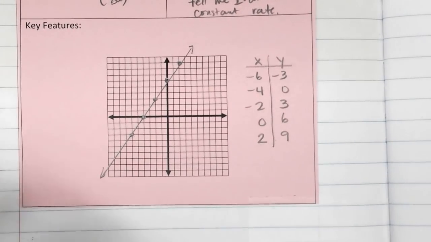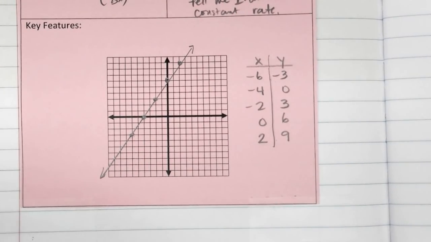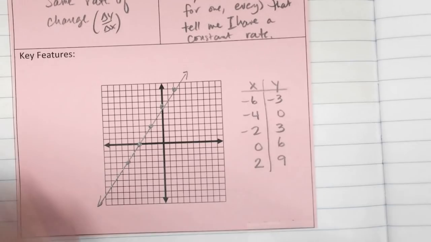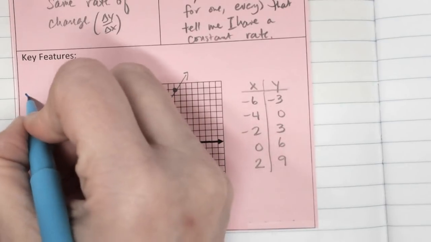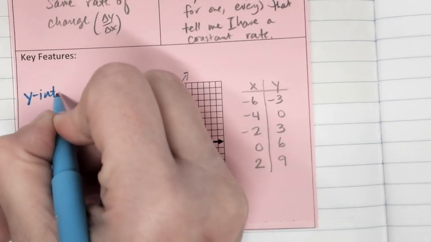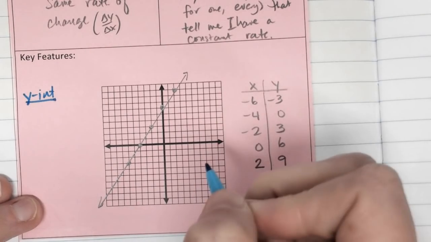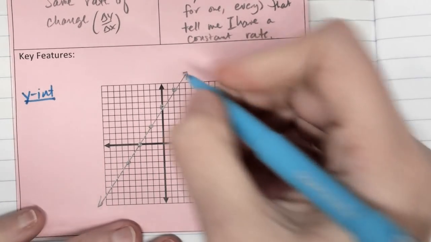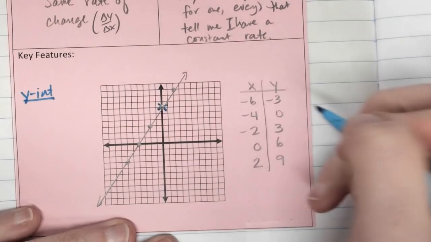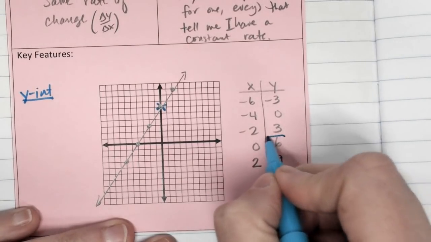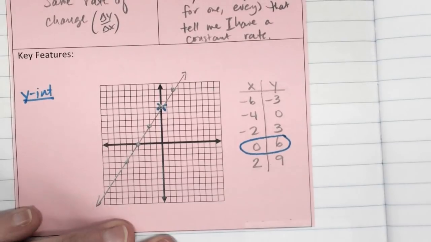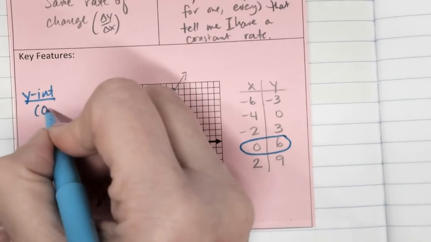Okay, so now when I'm trying to identify key features, there are four key features we're looking for in a graph, okay? So the first key feature is the y-intercept. So we're going to say y-int because I'm too lazy to write intercept. Now our y-intercept is where the line crosses the y-axis, and it's also the row that starts with 0. So my y-intercept is 0, 6.